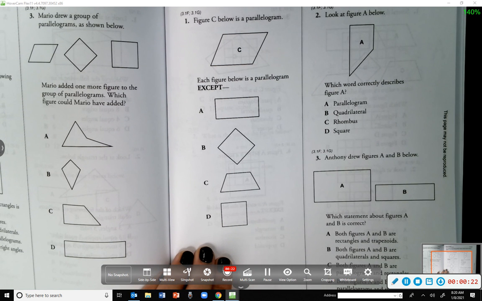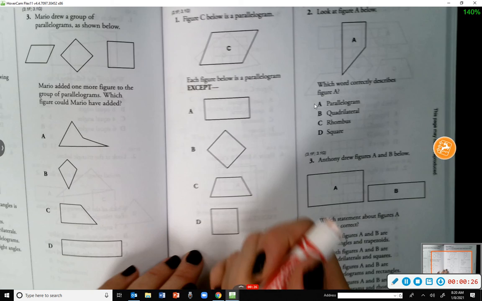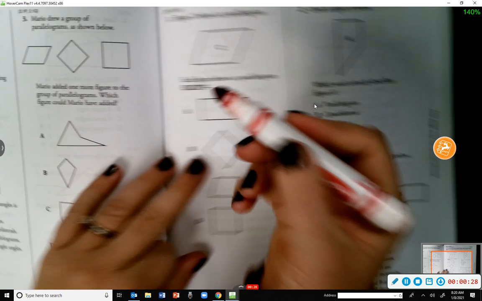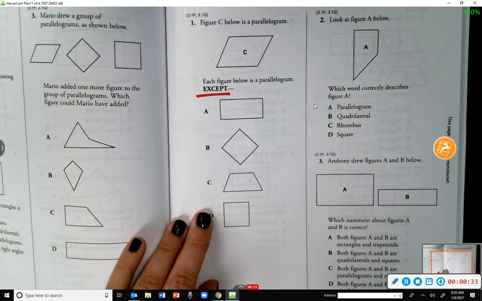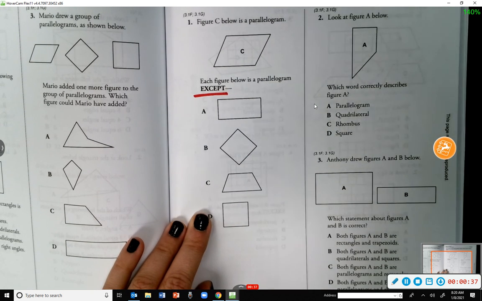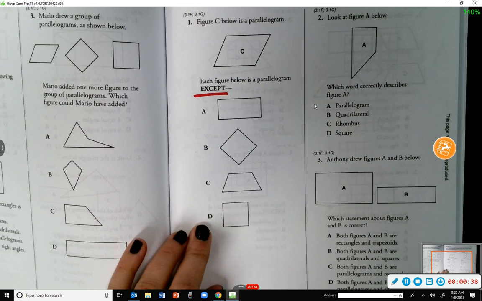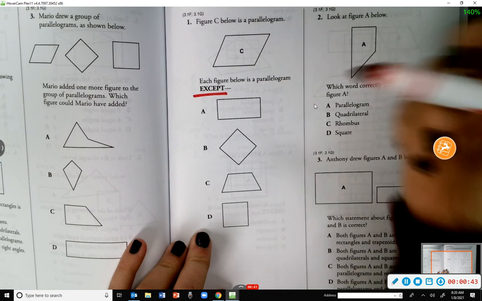Each figure below is a parallelogram except, so what does that word except mean? Except, not. Yes, so we're looking for the one that's not a parallelogram, right? All of them are going to be parallelograms but one, okay? So there's one that's not a parallelogram.